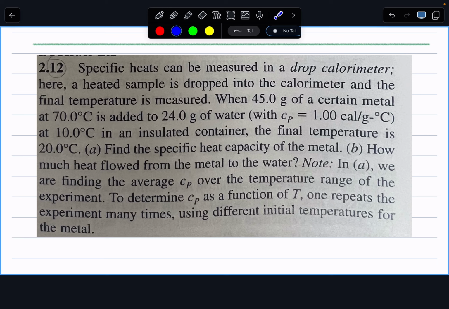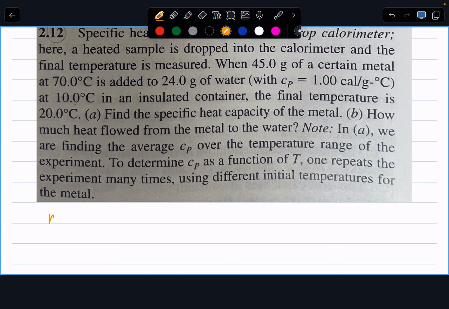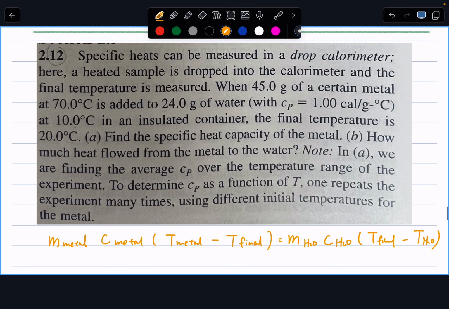Right, so this is the kind of experiment we were just mentioning, where heat capacity is related. So in this case, what we're doing is calculating the mass of the metal times the heat capacity of the metal times the temperature of the metal minus the temperature of the final mixture. And this must equal the mass of water times the specific heat of water times T final minus T H2O. Right, and do we know these numbers?